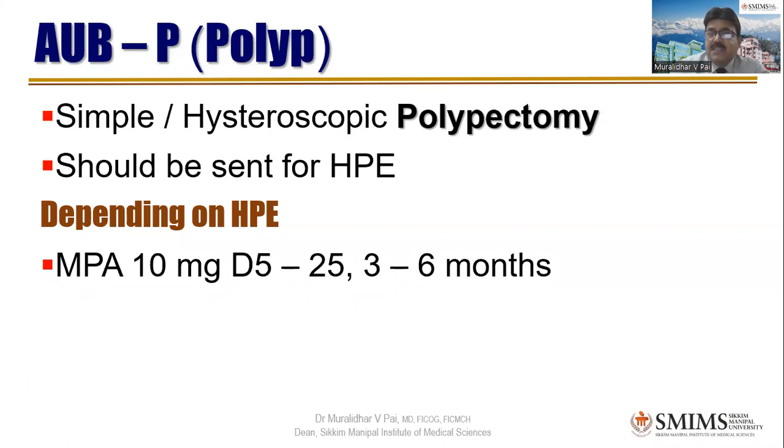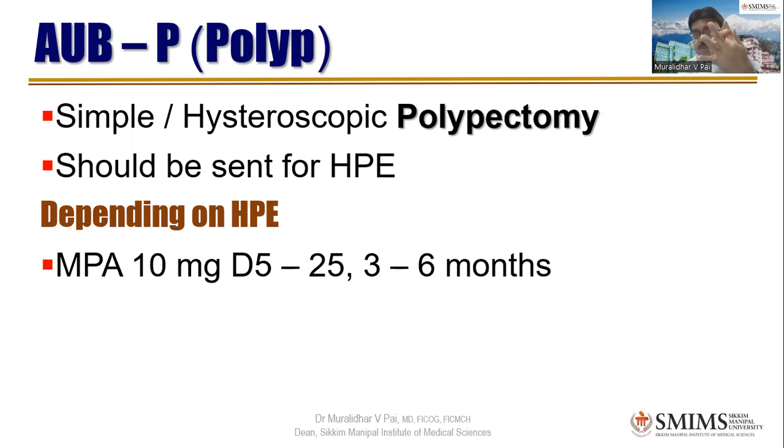The latest classification is so simple and easy. There are only two: simple hyperplasia, complex hyperplasia. Both of them can be with or without atypia. Whereas when I was a PG, we used to have 5 things. First one is simple hyperplasia. Then we used to have what we call cystoglandular hyperplasia, adenomatous hyperplasia, atypical hyperplasia, then malignancy.